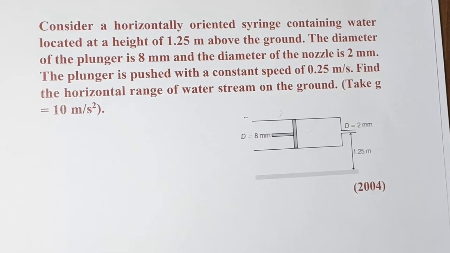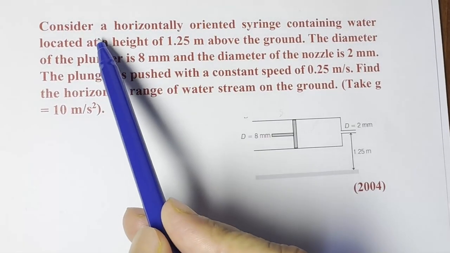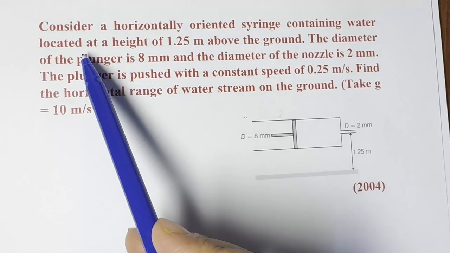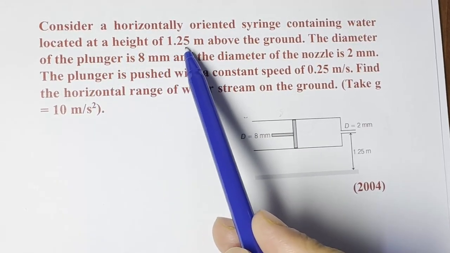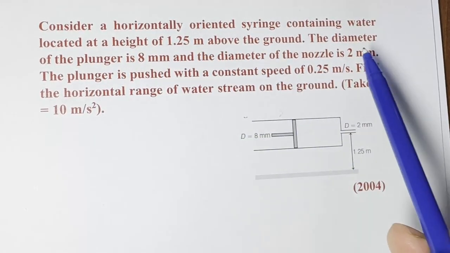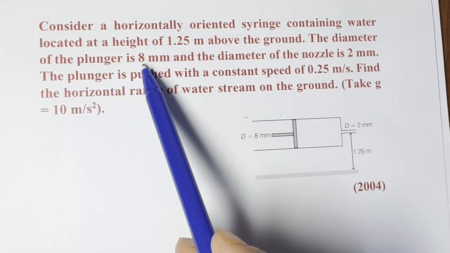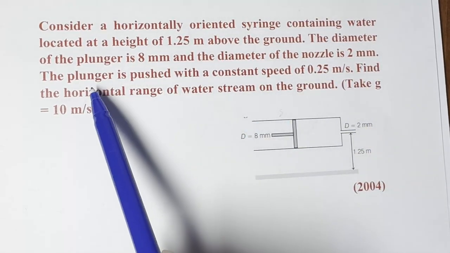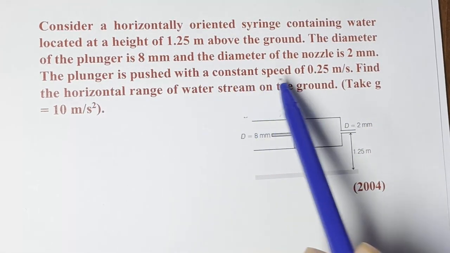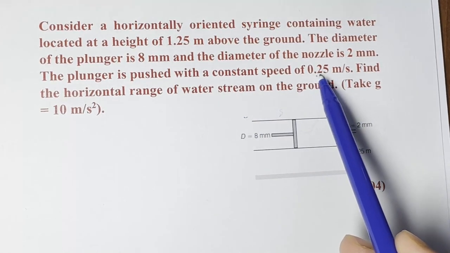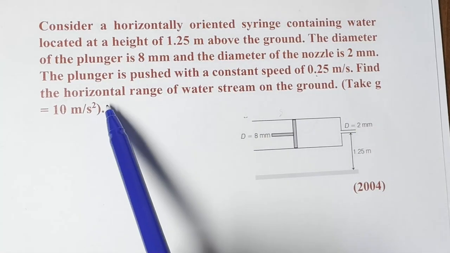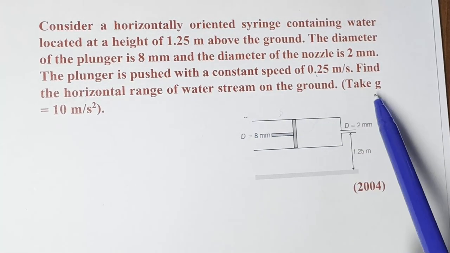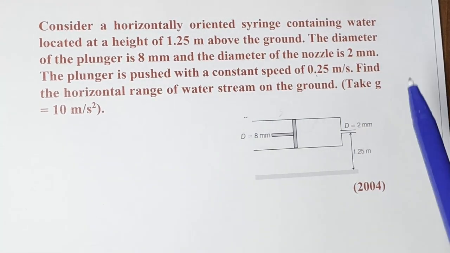Hello friends, today's question: consider a horizontally oriented syringe containing water located at a height of 1.25 meter above the ground. The diameter of the plunger is 8 millimeter and the diameter of the nozzle is 2 millimeter. The plunger is pushed with a constant speed of 0.25 meter per second. Find the horizontal range of the water stream on the ground. Take g as 10 meter per second square.